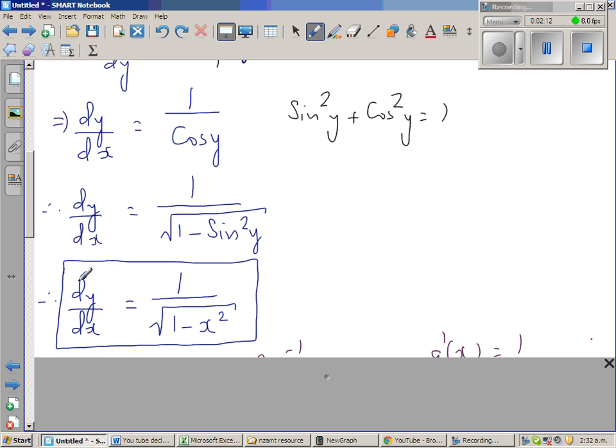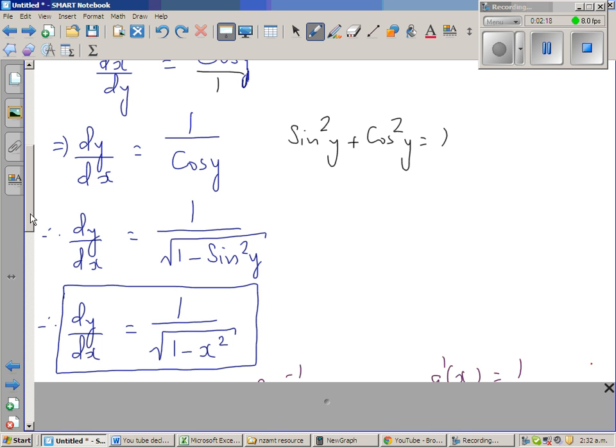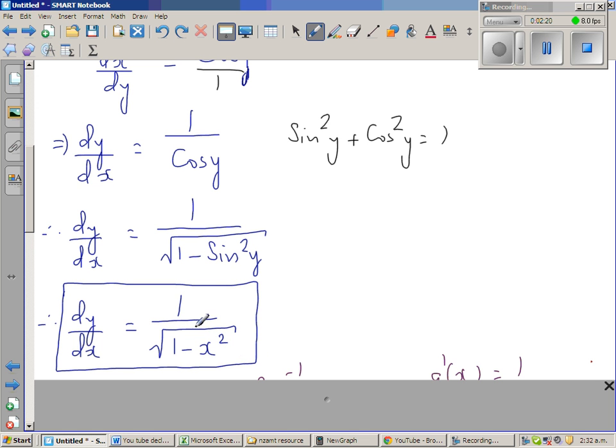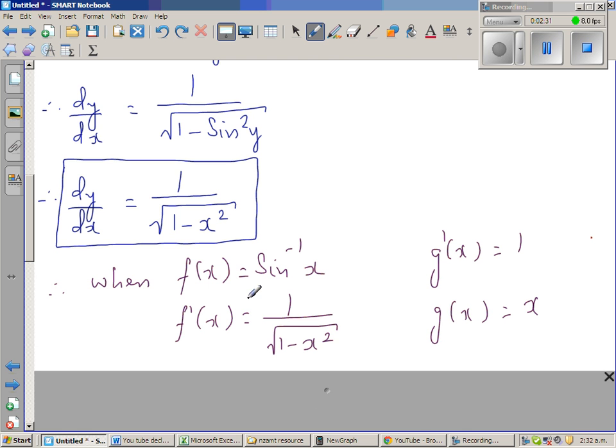This is a good formula to remember: the derivative of sine inverse of x is 1 over the square root of 1 minus x squared. Or also, if you integrate this, you get sine inverse of x. So I have rewritten the whole thing again. If f of x is sine inverse of x, f dash x is 1 over the square root of 1 minus x squared, and if g dash x is 1, g of x is x, or conversely, if g of x is x, g dash x would be 1.